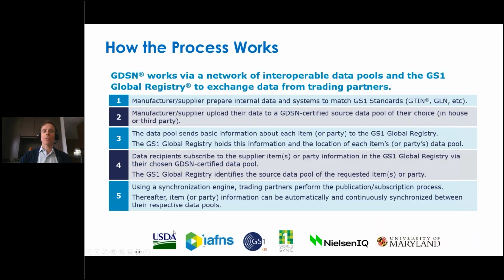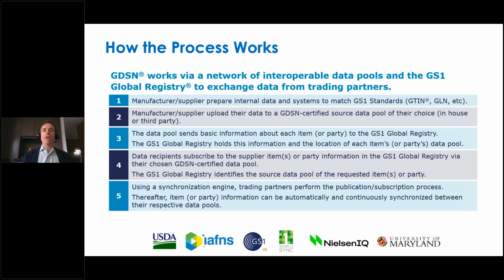So how does the process work? The process flow starts with the manufacturer preparing the data in the system to align with identified GS1 standards. In this case, we'd be talking about the Global Trade Item Number, or GTIN, which is the product identifier. Other standards would also include the Global Location Number, which is a location identifier.